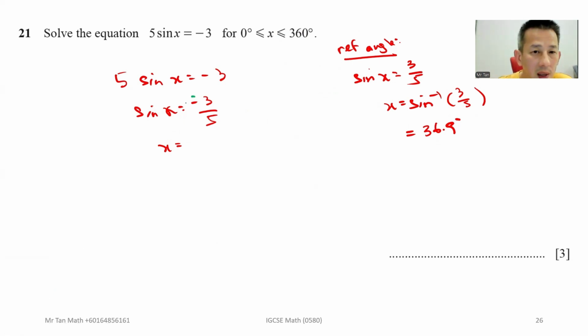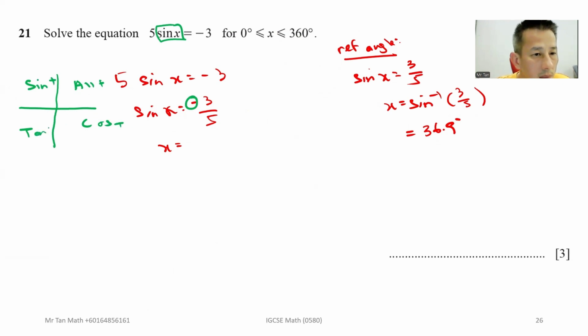Okay. Then next, negative. Negative just indicates in which quadrant. So A, C, D, S. We are dealing with sine. So sine negative, this is all, this is cos, this is sine, this is tangent. This is all positive. So sine negative is here and here. Finally, this one is 36.9 and this quadrant 36.9.